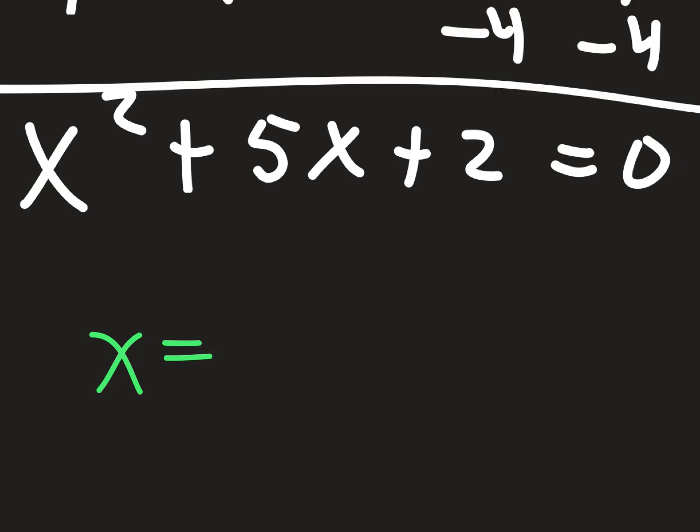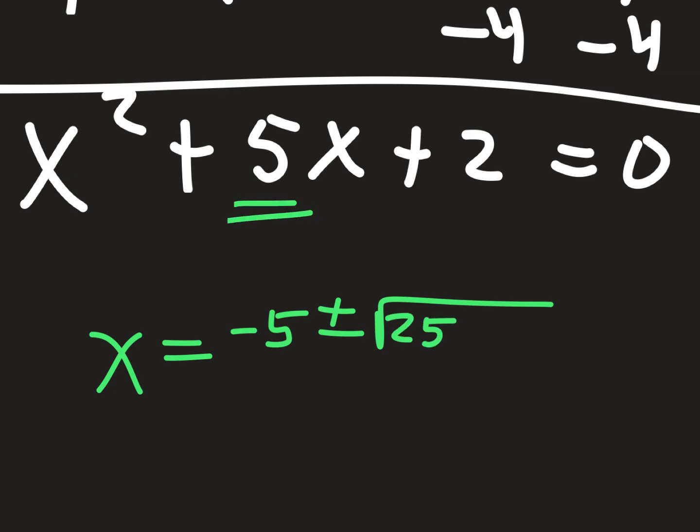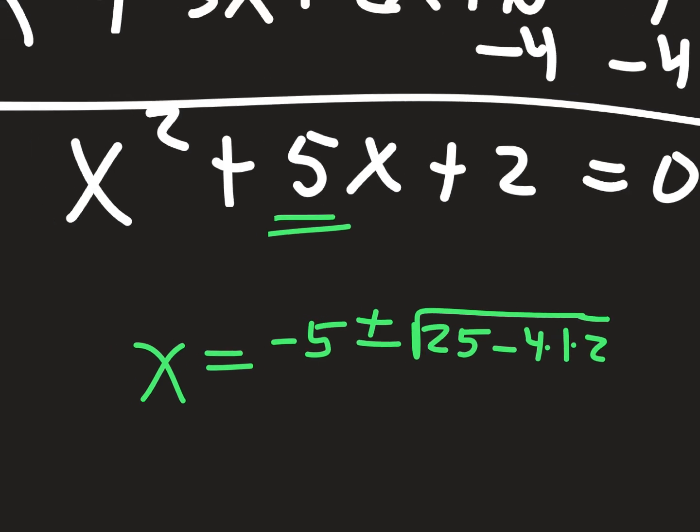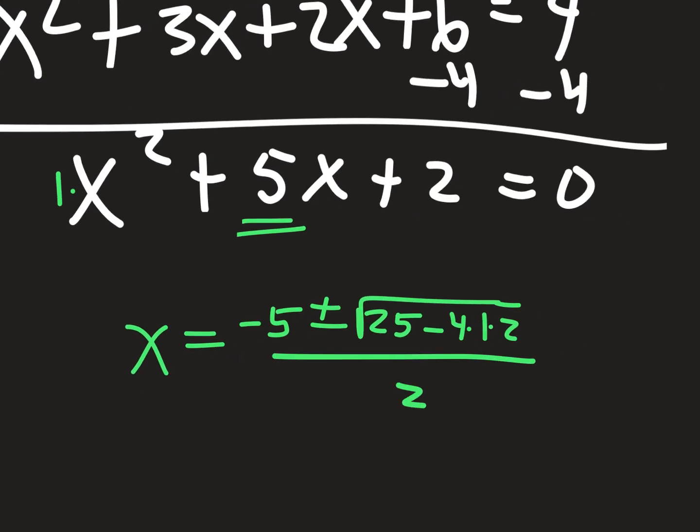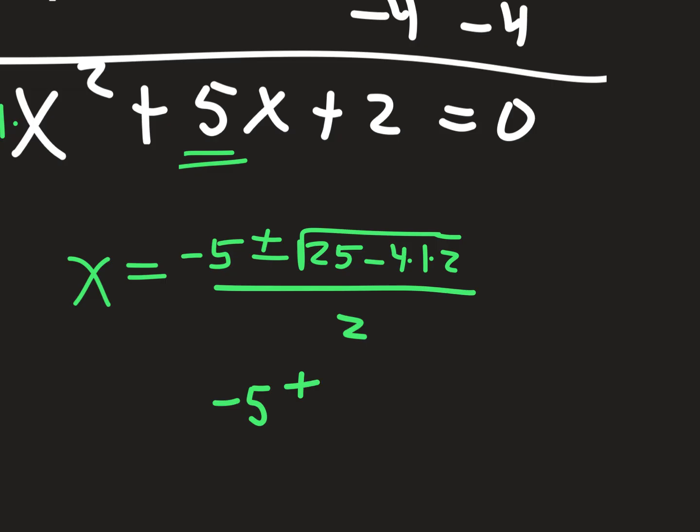X equals -5. It's supposed to be a negative b, right? Plus or minus the square root of b squared, which is 25. See, that's b. Minus 4ac, 4 times 1 times 2, all over 2a, which is 2 times 1, because a right here is just 1. So it's all over 2. So it's -5 plus and minus the square root of, is that 17? All right, all over 2.